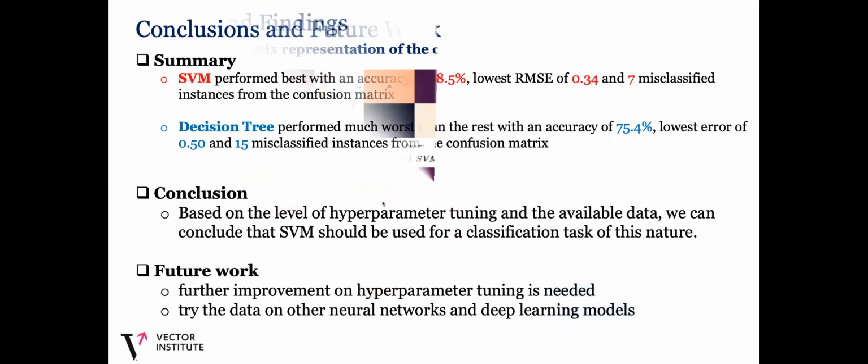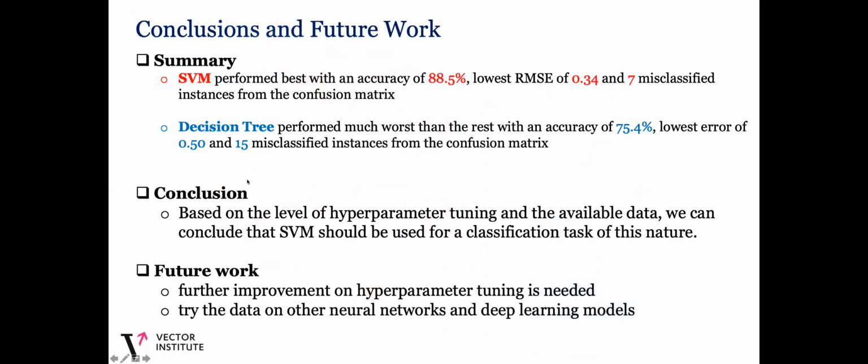In terms of the summary, we have the support vector machine performing best with an accuracy of 88.5% and the lowest root mean square error of 0.34, and with 7 misclassified instances from the confusion matrix, whereas the decision tree performed much worse among the models.